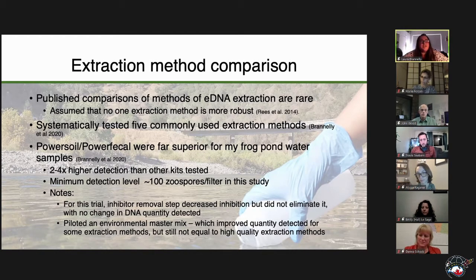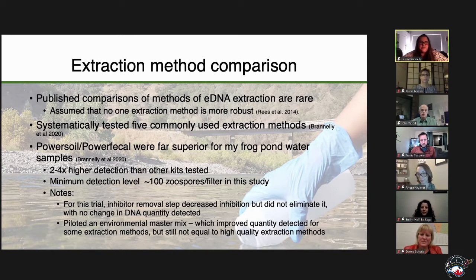So I tried to do a systematic comparison, and I used 5 different commonly used extraction methods, including ones that were published previously. And what I found is that the PowerSoil and PowerFecal kits, which were MoBio, now Qiagen kits, were much better for my pond water samples. Just to give you background, in Pennsylvania the ponds are basically mud puddles. They're really dirty, gross water, and the frogs love it, but it's not great for eDNA. So I wasn't able to get very much water through the filter, and I was getting a lot of inhibition.